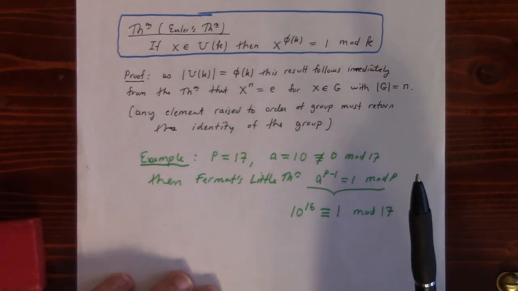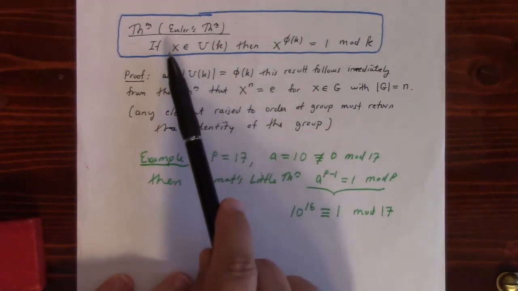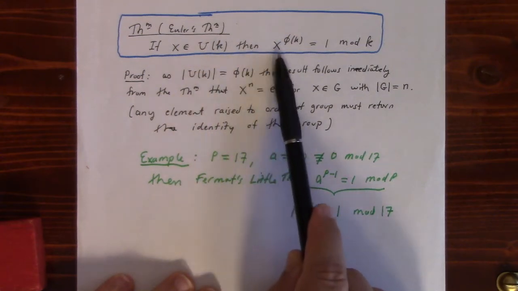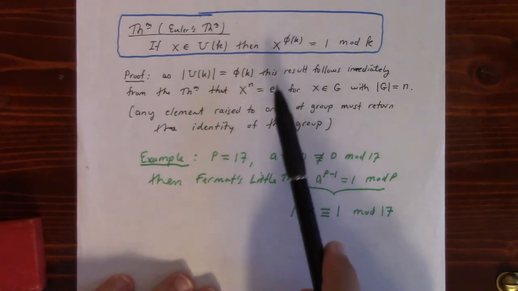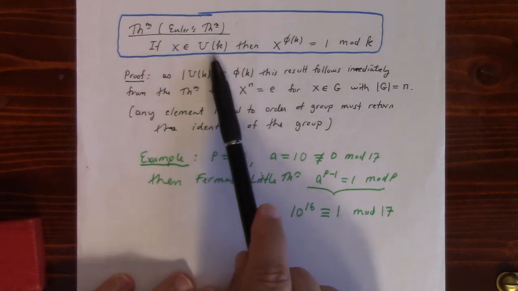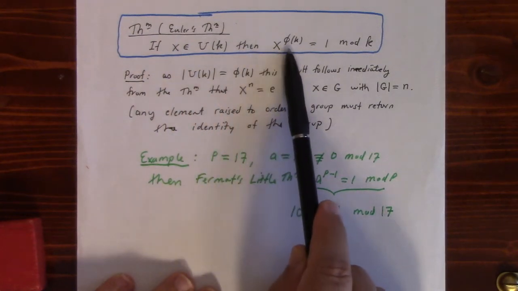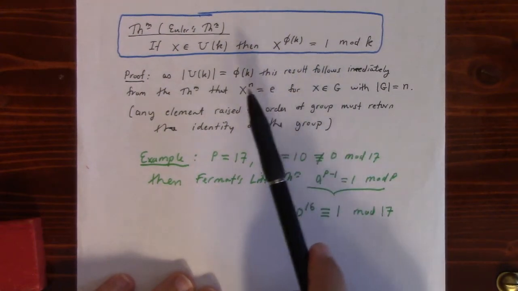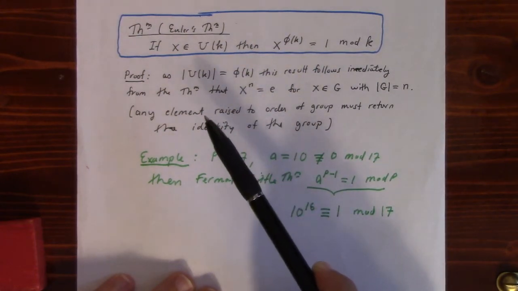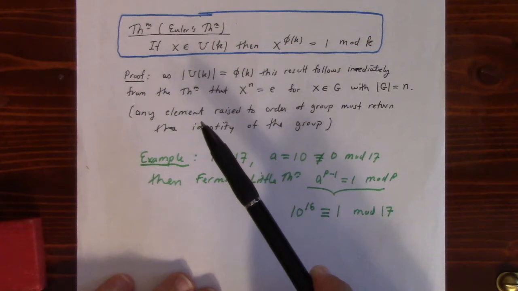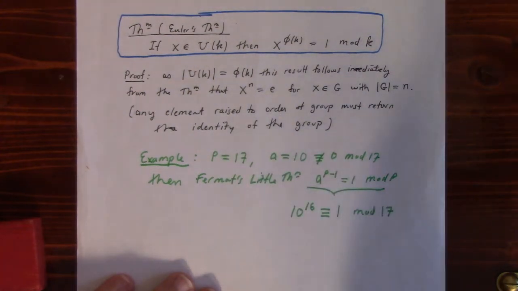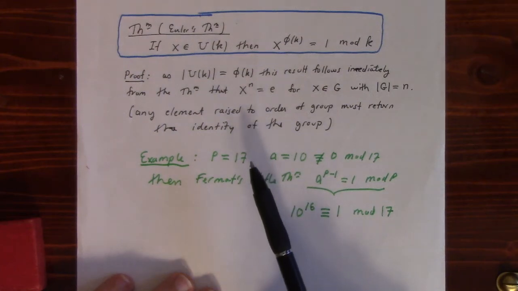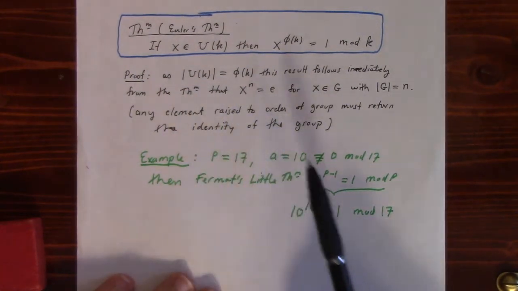Upcoming, Euler's theorem says that if you have x in the group of units of order k, then x to the phi of k is equal to 1. Really this is just the statement that you're taking a group element and raising it to the order of the group, so of course you get back the identity. That's one of our properties of a group: any element raised to the order of the group gives you back the identity. That's a straightforward consequence of the theorems we've looked at. And so there's the proof.